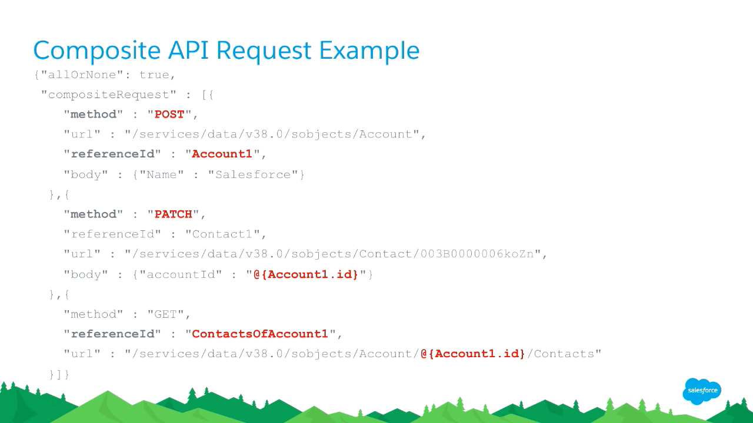Then I want to update. We see the method is patch, so I want to update a contact, this specific contact, and I want to move it over to that account I created. So you see I'm referencing @account1.id. And then finally, I'm doing a get against the account that I created and bringing back all of the contacts. So this will create an account, move a contact under that account, and then return a list of all of the contacts under that account I created.